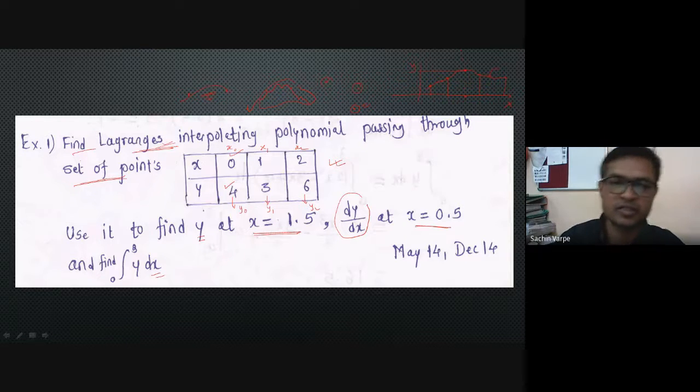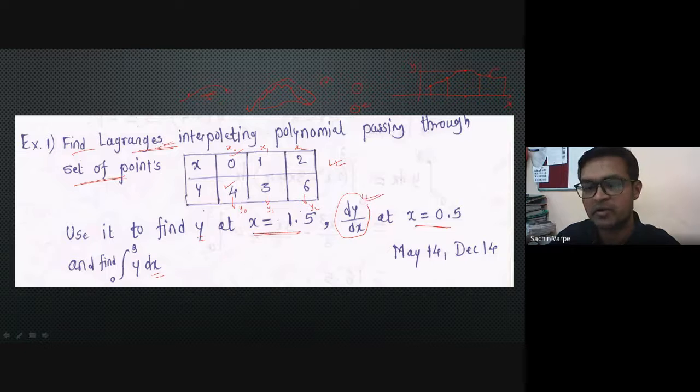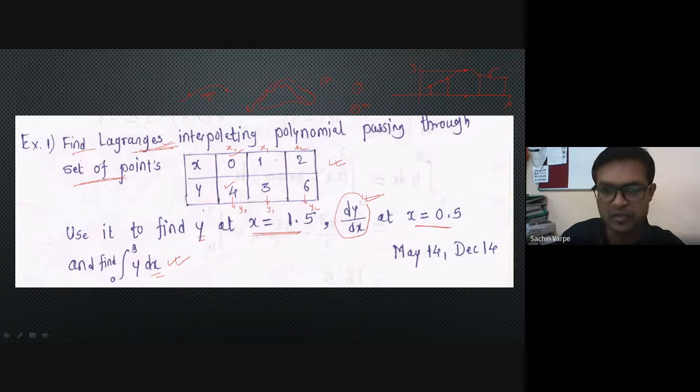So see here, find the Lagrange's polynomial passing through these points, and then with the help of that polynomial, get the derivative and integration at those particular points. So let me show you.